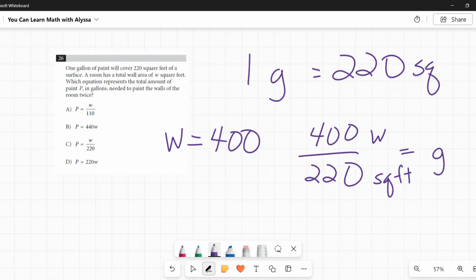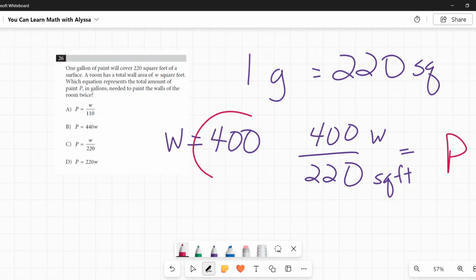So we're going to keep that in mind, even though we're going to be working with variables and not just a straight number. They haven't told us the number. We've just said it's just W. So which equation represents the total amount of paint P in gallons? Okay, so they don't want us to use G. They want us to call it P. How many gallons of paint? So total amount of paint P in gallons needed to paint the walls of the room twice.